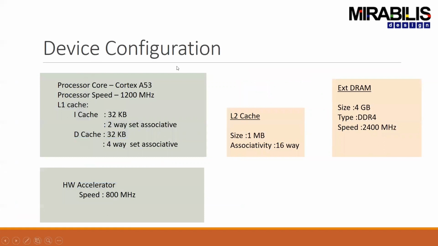This is the device configuration of the system that we used for this SoC. We have the processor core, the Cortex A53, selected. The processor speed is 1200 megahertz. The L1 I-cache is 32 KB with 2-way set associative. The D-cache is 32 KB with 4-way set associative. The hardware accelerator has a speed of 800 megahertz. The L2 cache is of size 1 megabyte and 16-way associative. The external DRAM is of size 4 GB, the type is DDR4, and the speed is 2400 megahertz.